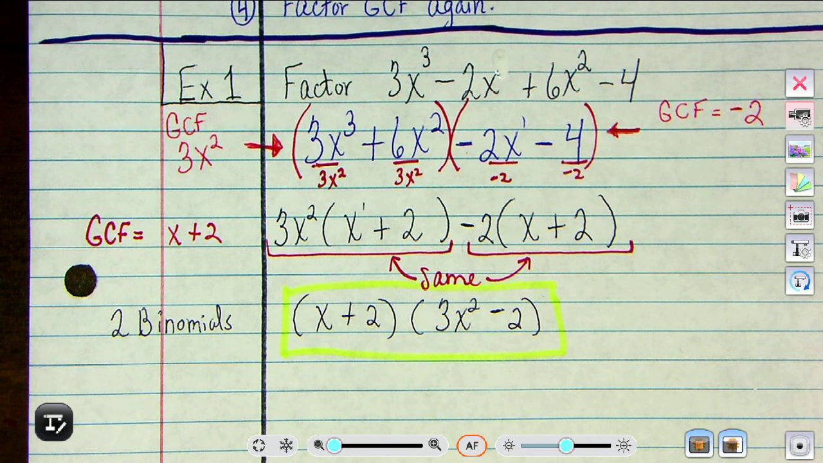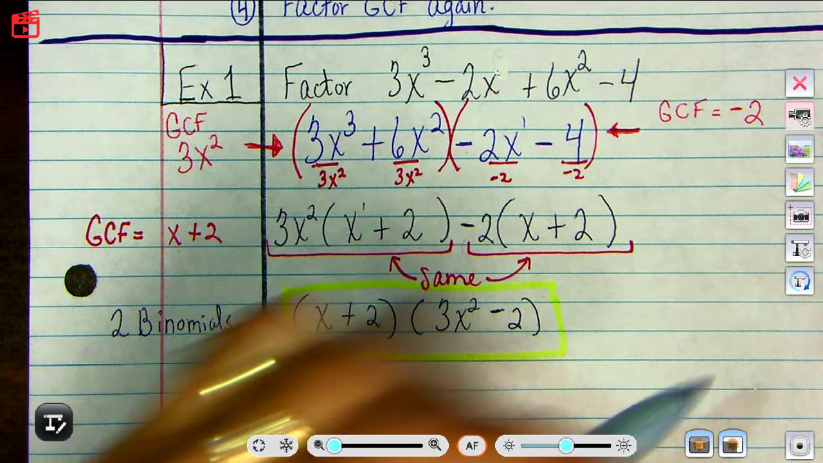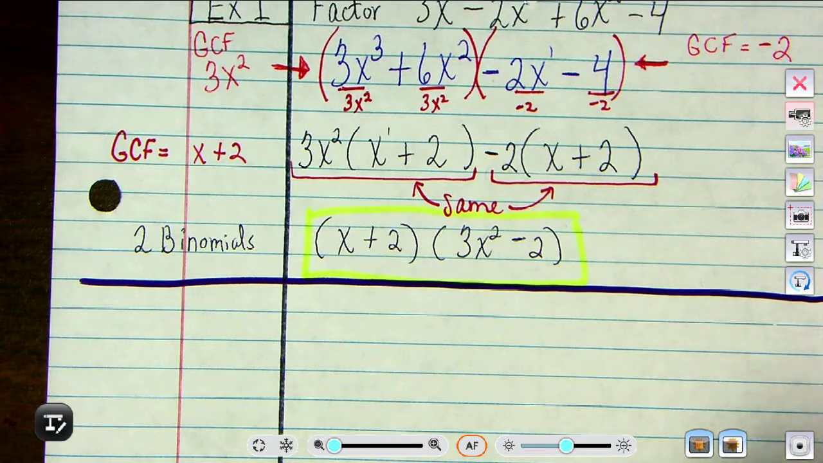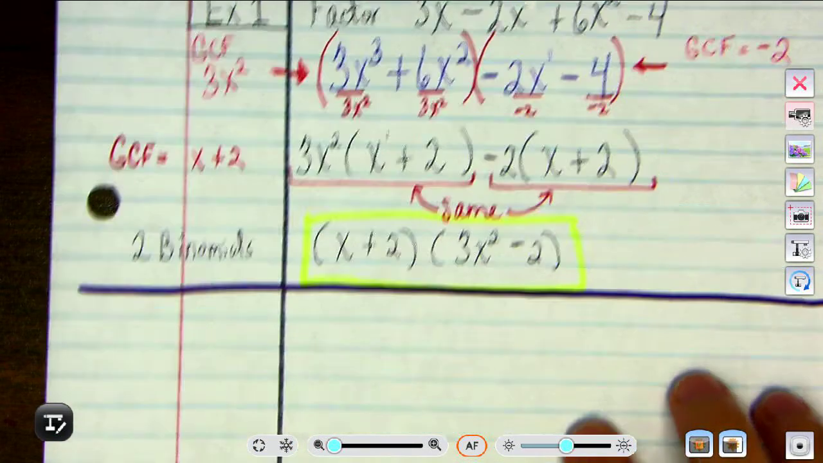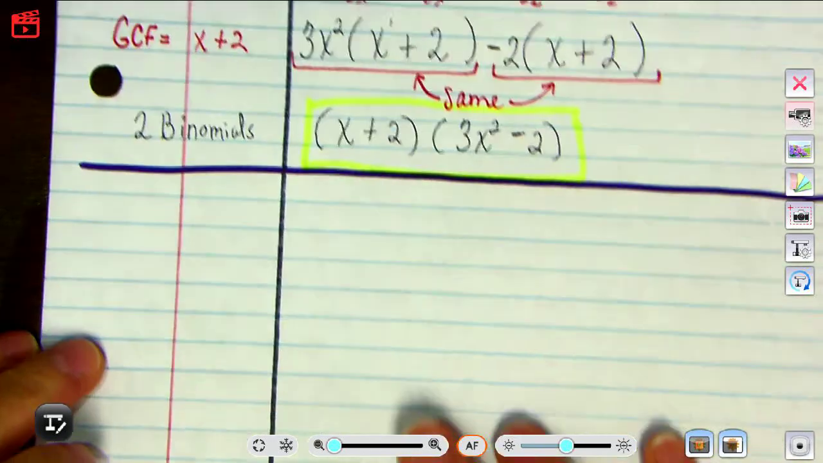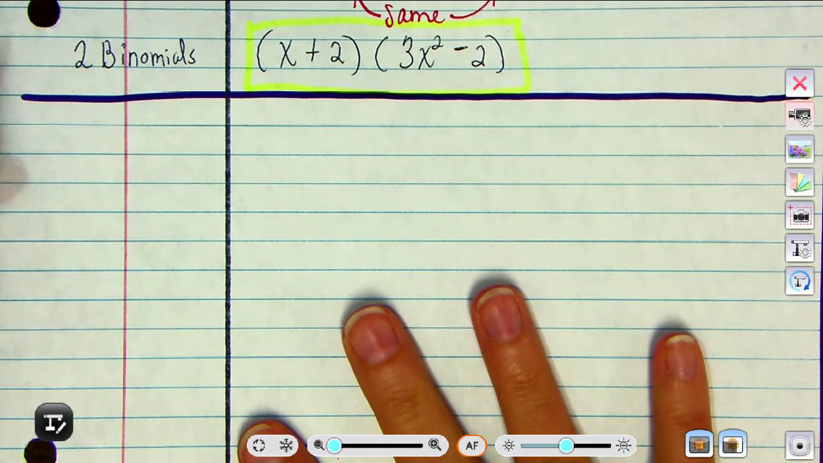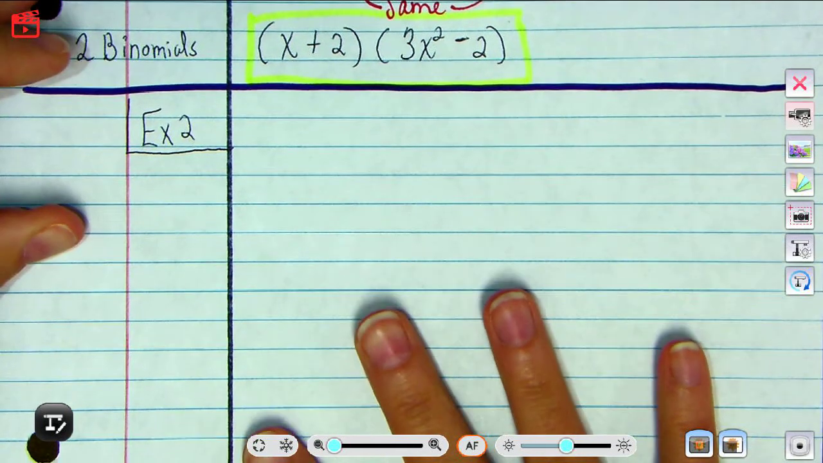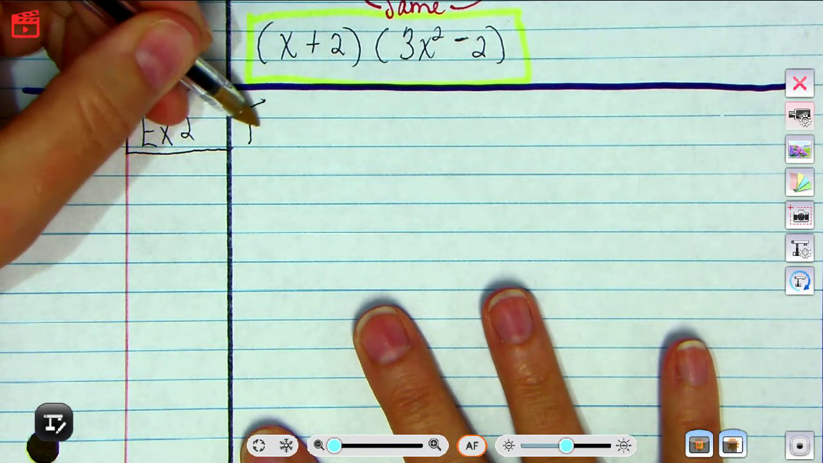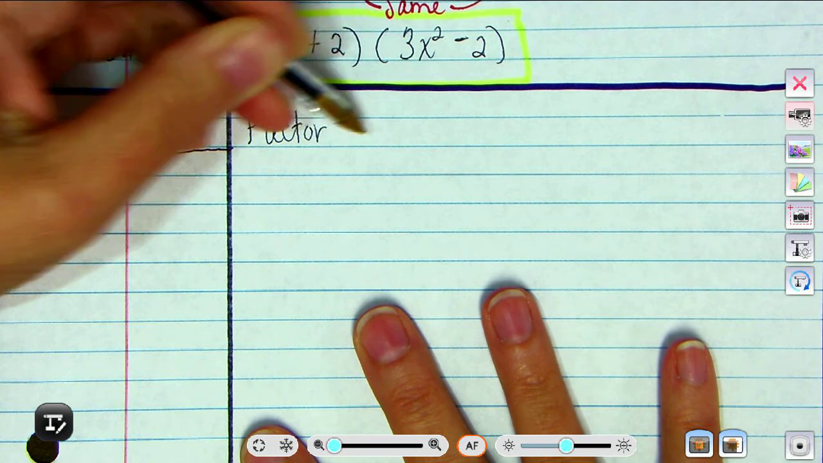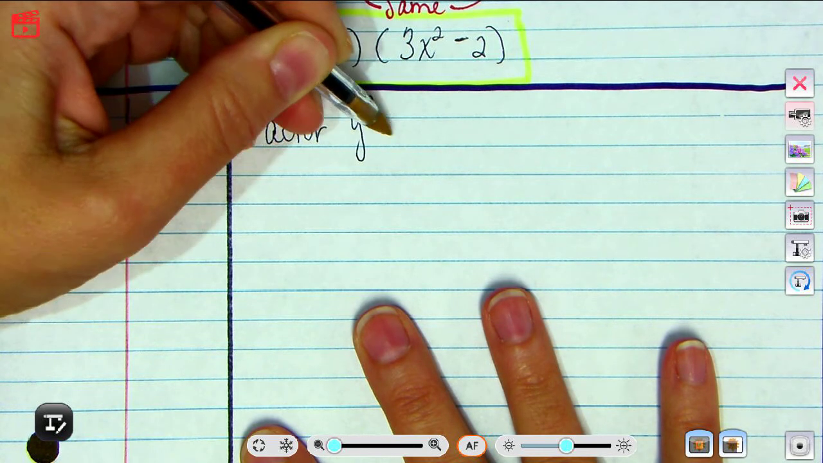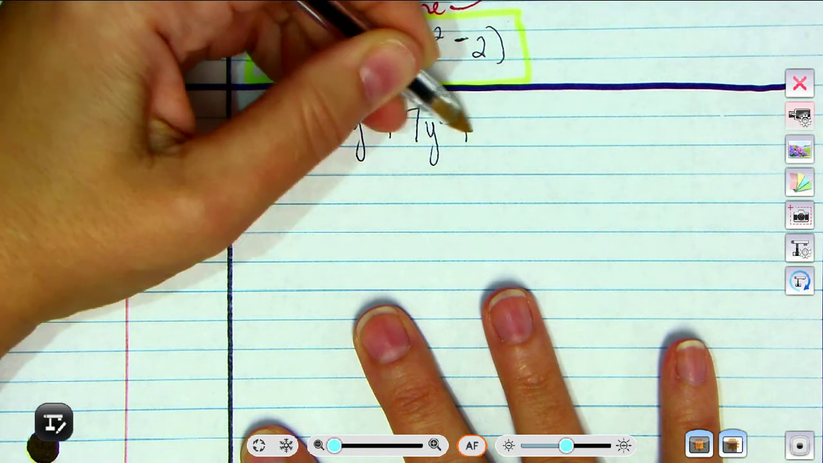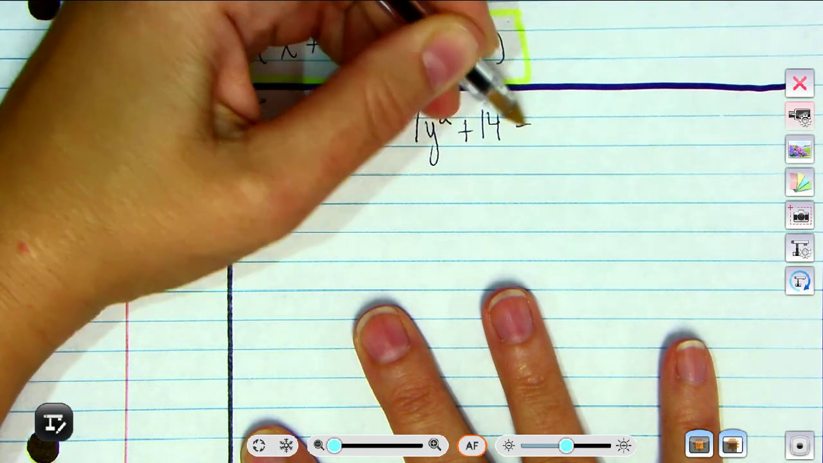All right, we're going to do one more to practice this. So draw a line across, and this is going to be example 2. Okay, example 2. So let's say we're going to factor y to the third plus 7y squared plus 14 minus 2y.